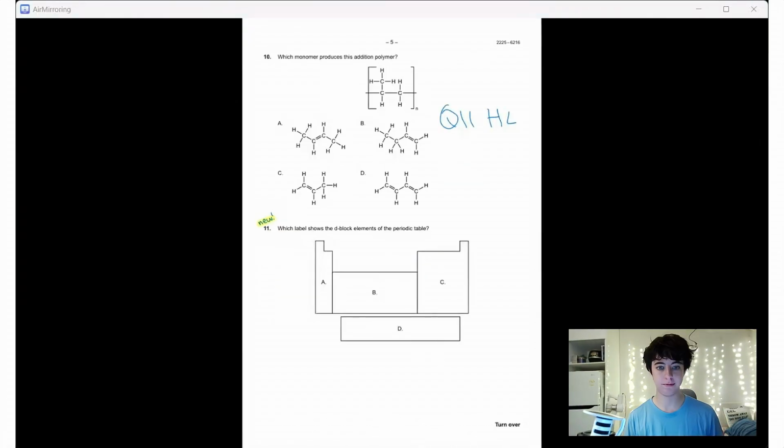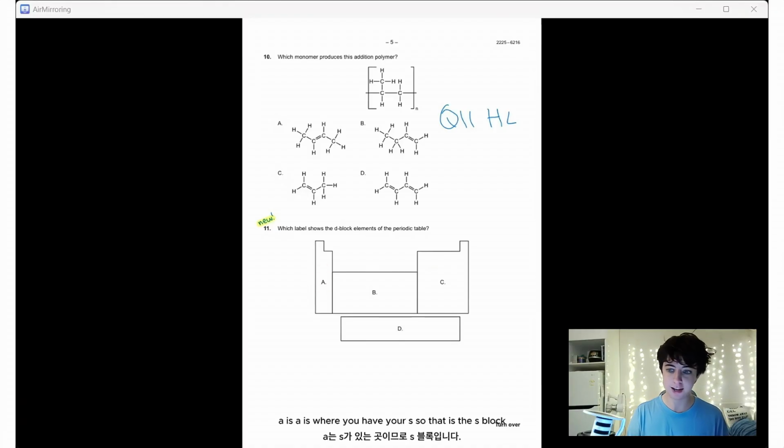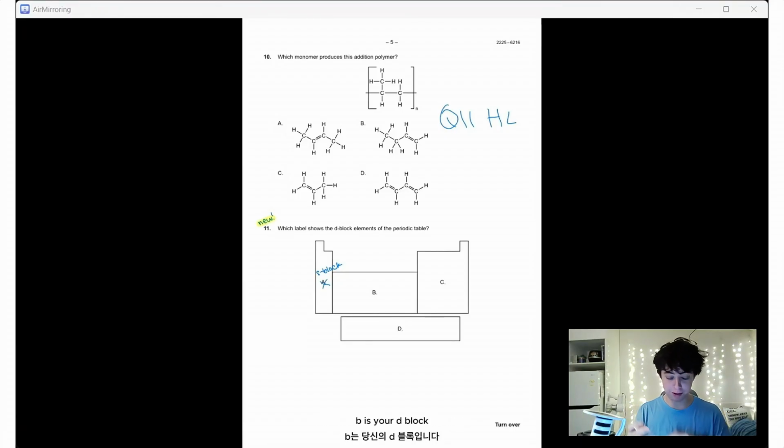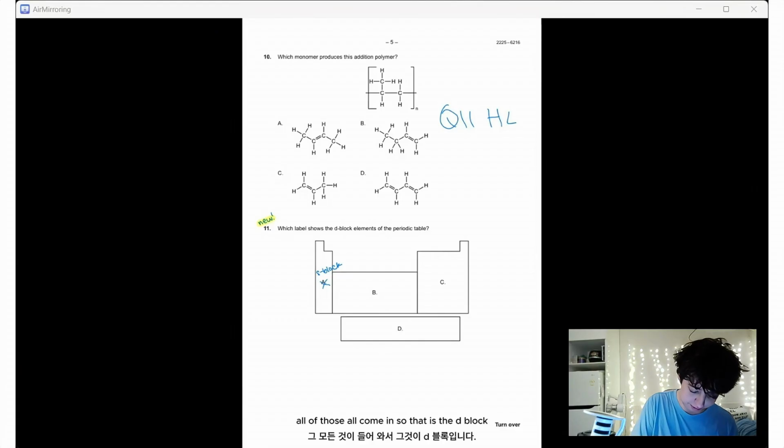Okay. So this next one, it's question number 11, the next unique question for SL. This one is quite easy. It's literally just which label shows the D block element of the periodic table. So this is just knowing which block is in each part of the periodic table, which is based on the electron configuration. This A is where you have your S. So that is the S block, which is in fact not D. So A is wrong. B is your D block. That's where your transition metal elements are. They are in the D block. That's where your 3D, 4D, all of those come in. So that is the D block.